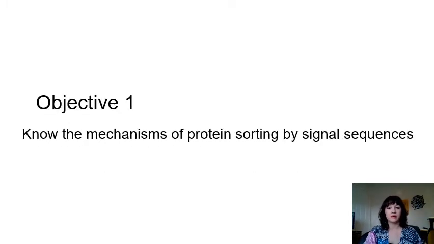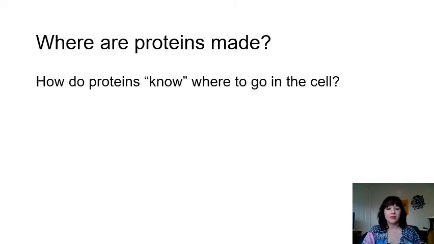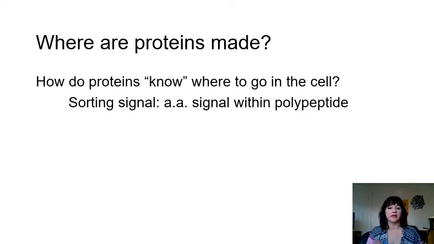So let's talk about protein sorting and signal sequences. So we know that proteins are made by ribosomes, but once they've been made, how does the cell know where to direct these proteins, right? Some proteins need to be functioning at the cell surface, some need to be in lysosomes, others in mitochondria, some in the cytoplasm, right? So again, how do proteins know where to go in the cell?